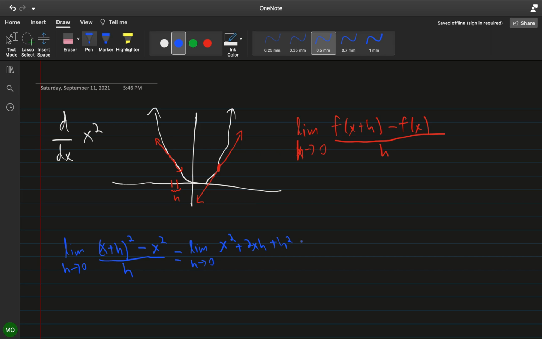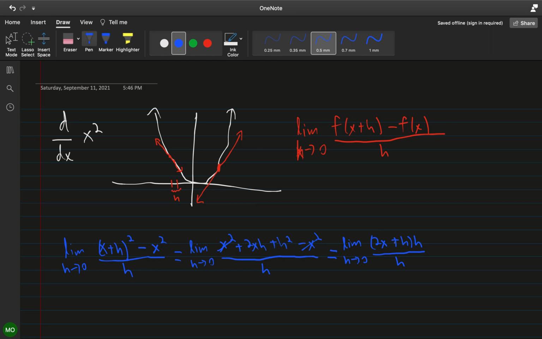plus h squared minus x squared all over h. And next we see these x squareds will cancel through subtraction. So this is equal to the limit as h approaches 0 of 2x plus h times h. So now what I did here is I factored out the common h.